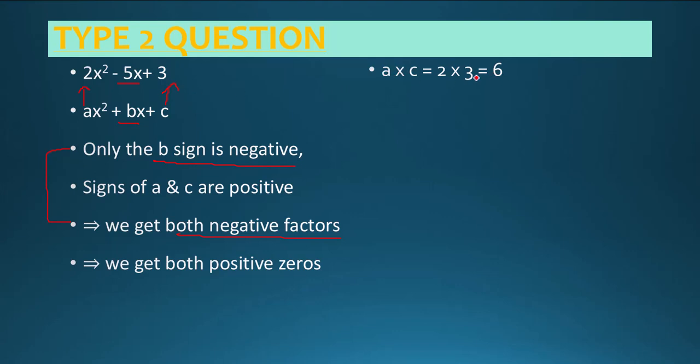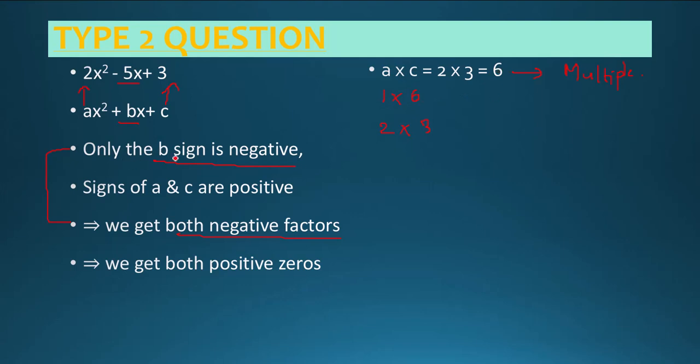If we multiply, we get 6. So by multiplying A and C, what we get is a multiple, and a multiple 6 can have a pair of factors. We can get 6 by multiplying 1 and 6, and 2 and 3. So both pairs of factors, if we multiply, we get 6.